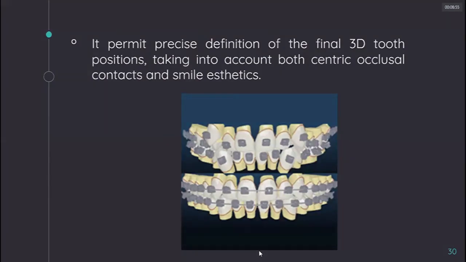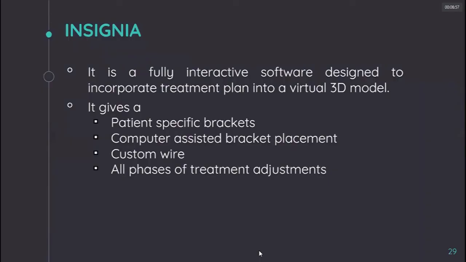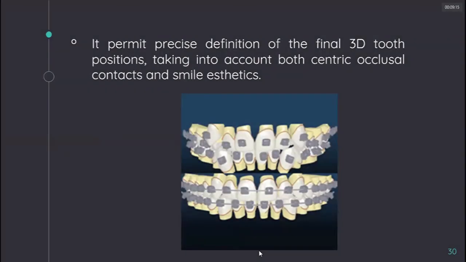Insignia is another software. It is a fully interactive software designed to incorporate the treatment plan into the virtual 3D model. It gives patients a specific bracket, computer-assisted bracket placement, custom wire, and all phases of treatment adjustment. It permits precision definition of the final 3D tooth position, taking into account both centric occlusal contact and smile aesthetic. It also helps in finding out pre and post treatment development.